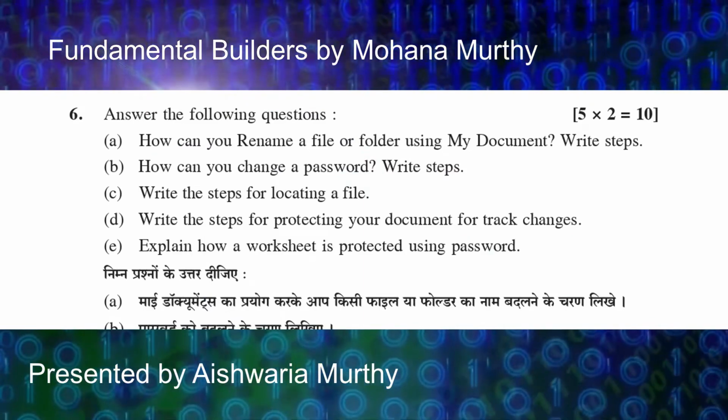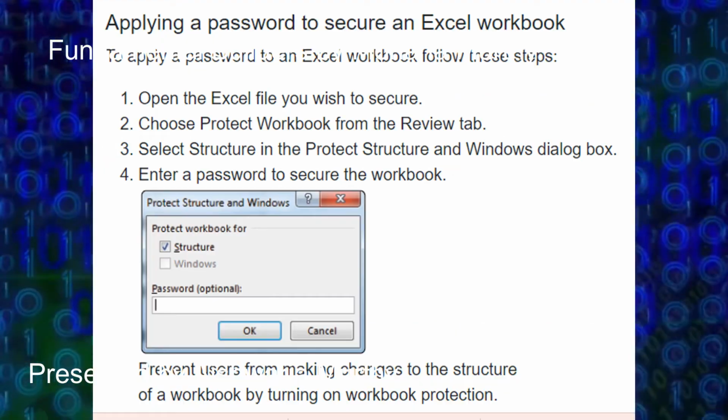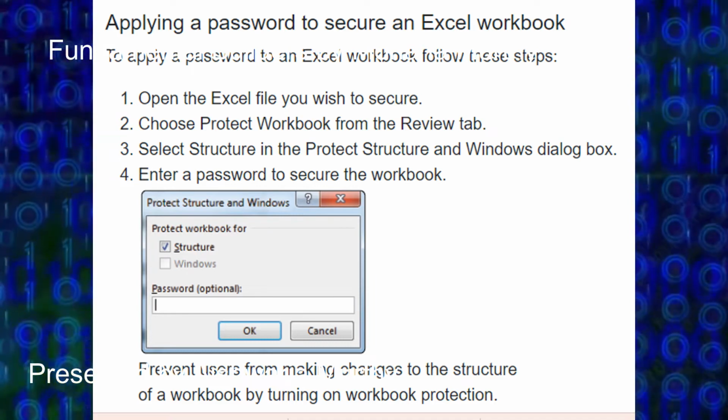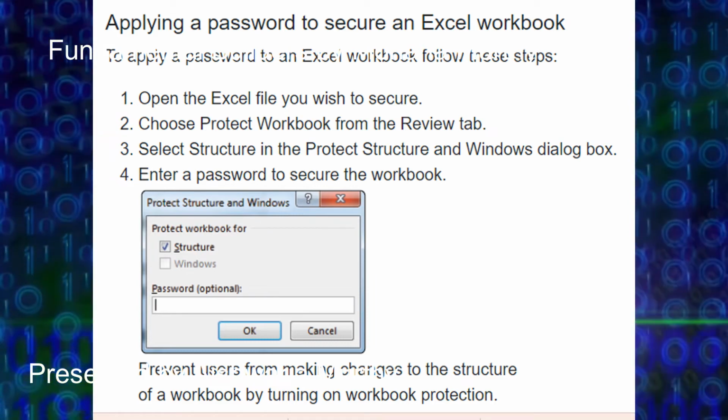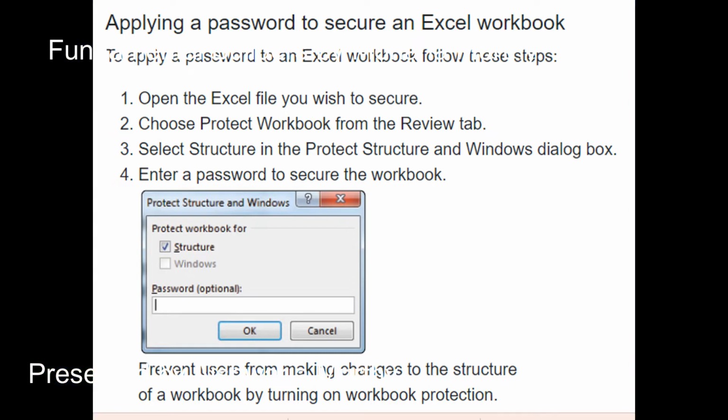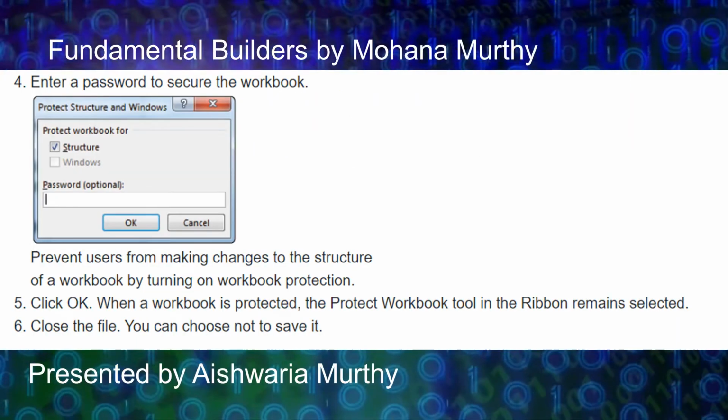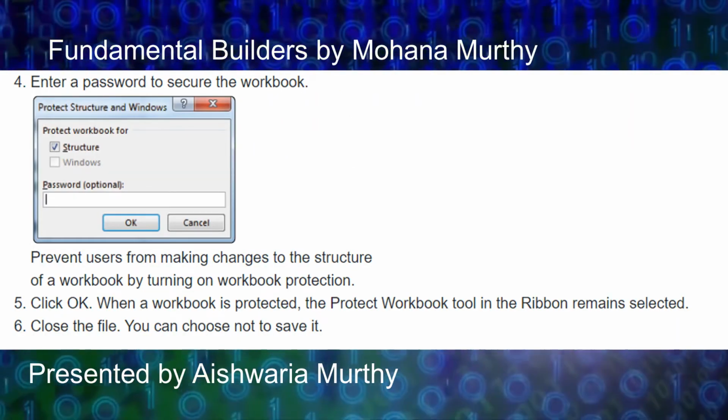Explain how a worksheet is protected using a password. Applying a password to secure an Excel workbook. To apply a password to an Excel workbook, follow these steps. 1. Open the Excel file you wish to secure. 2. Choose Protect Workbook from the Review tab. 3. Select Structure in the Protect Structure and Windows dialog box. 4. Enter a password to secure the workbook.